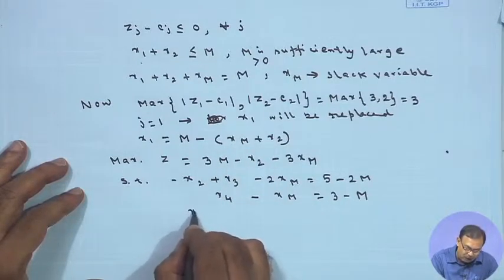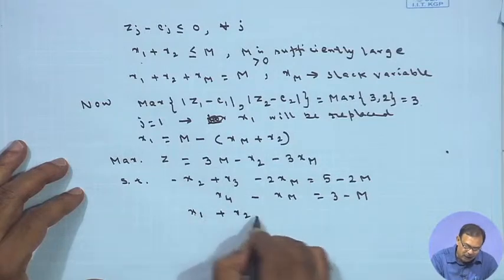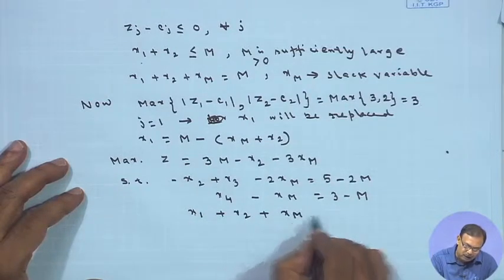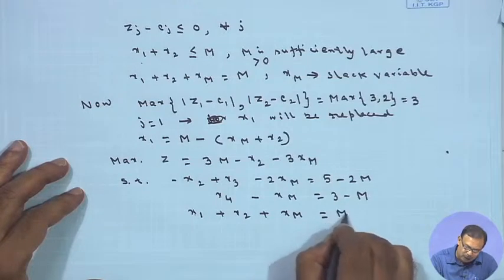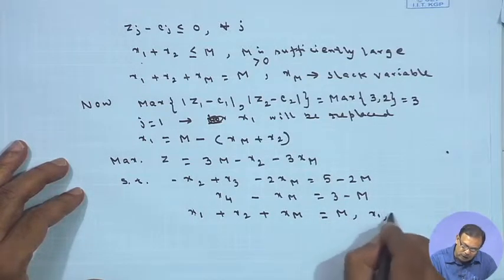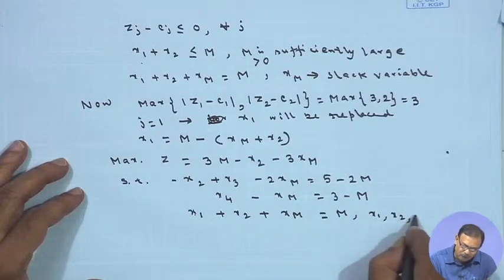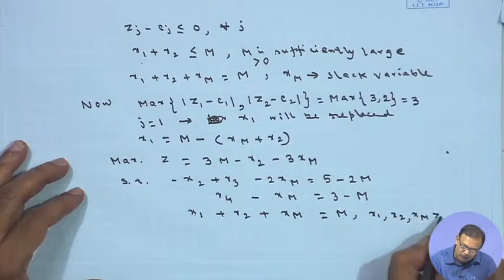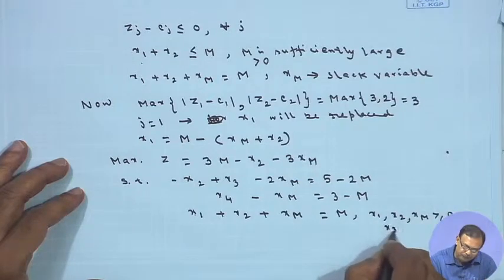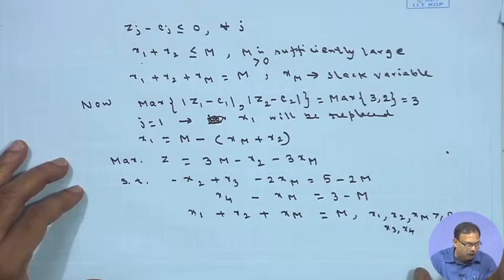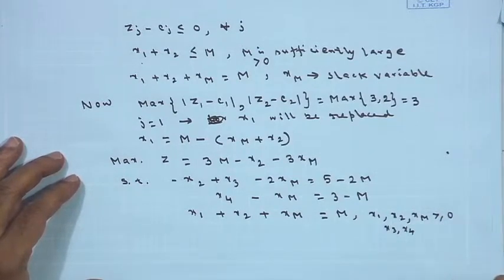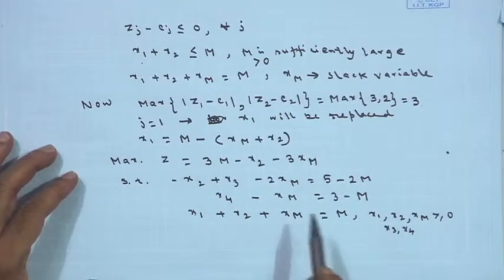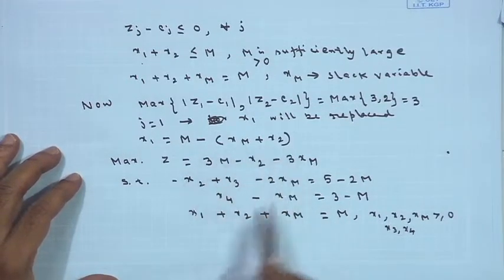So, the third constraint we are now adding is x1 + x2 + ... + xm = m, where x1, x2 and xm are all greater than or equal to 0. Of course, your x3 and x4 are also there. So, in the basis now 3 variables will come: x3, x4 and xm. I hope the method is very clear to you now.